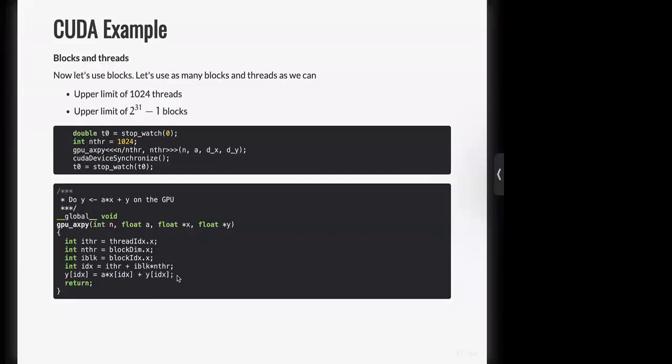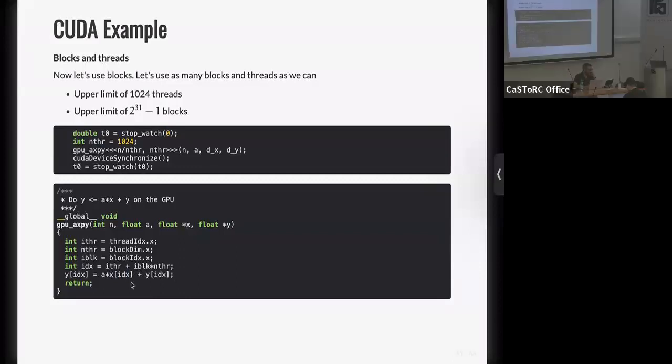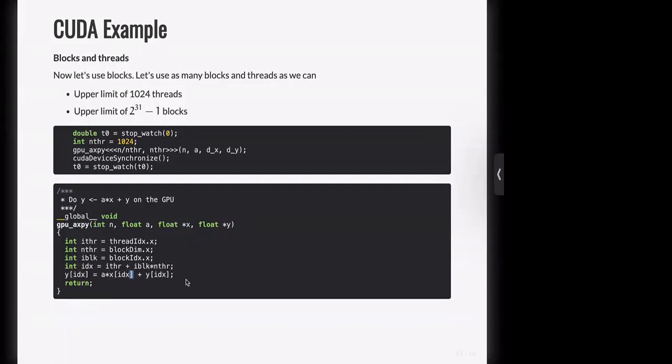Is that a satisfactory answer? There's no problem to write idx minus 1 here. Nothing prevents you from doing that. It just means that the thread with index idx will read the element x of idx, but will also read the previous element. That's fine. It's not optimal, but you can do it.